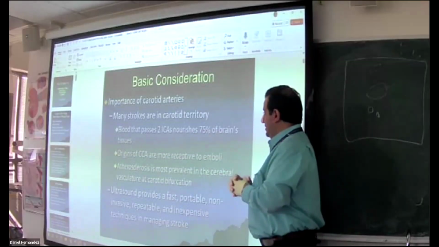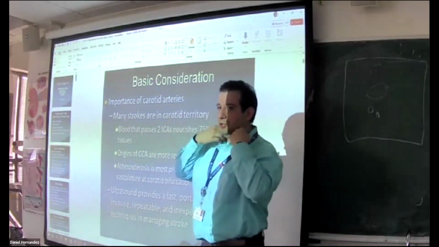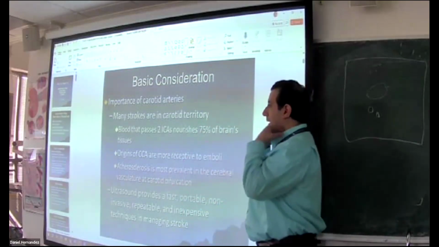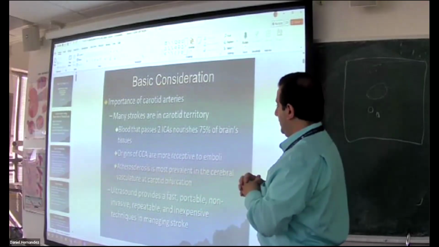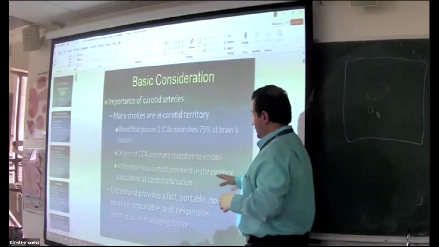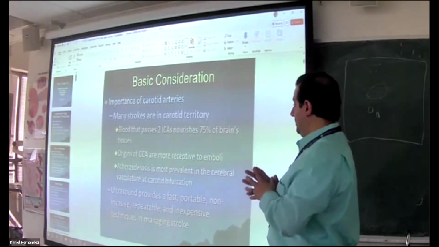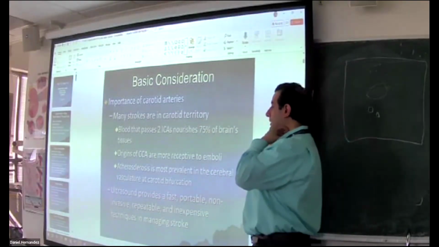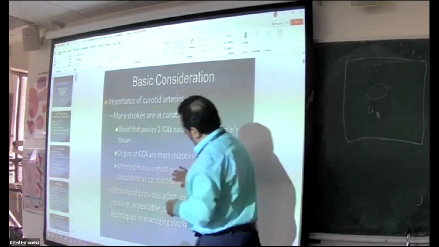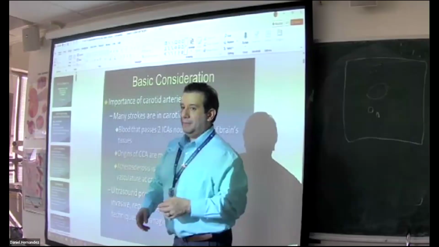The origins of the CCAs are more receptive to emboli. So if we do see a clot in the internal carotid arteries, it's more likely to be down near the origins of the ICAs. Atherosclerosis is going to be most prevalent at the bulb and bifurcation. So where we get the bulb into that bifurcation, that area is going to be our spot where atherosclerotic plaque develops. Emboli are going to be an acute thing.